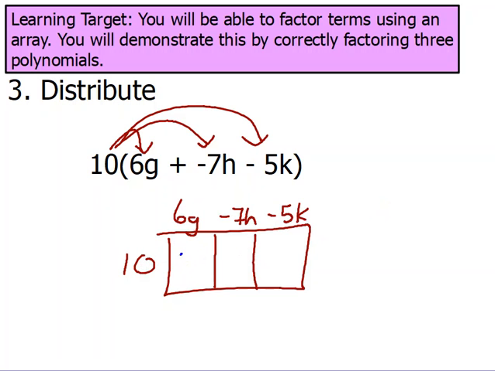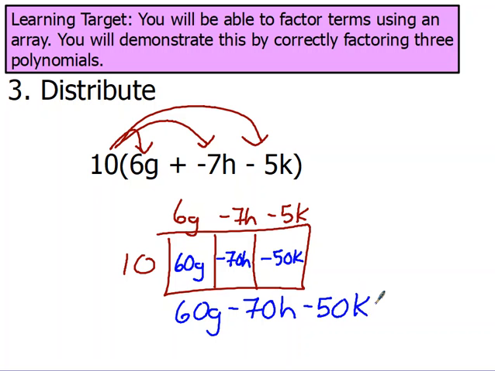So 10 times 6G. Negative 7H times 10 would be negative 70H. Negative 5 times K would be negative 50K. So that is 60G minus 70H minus 50K.